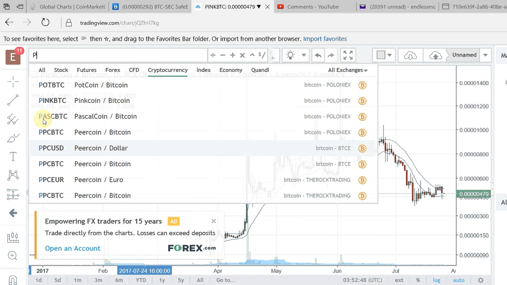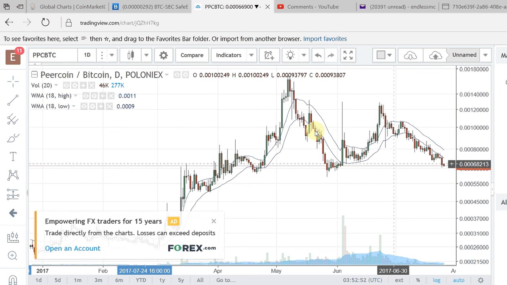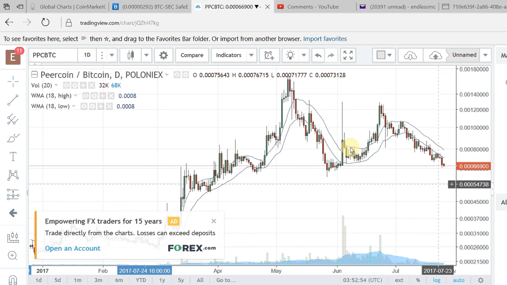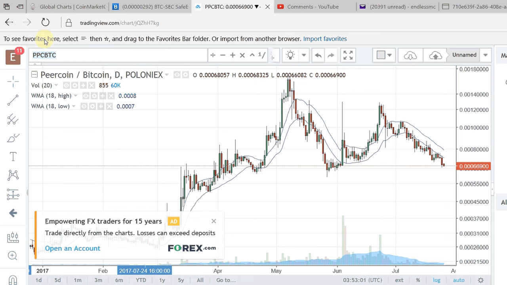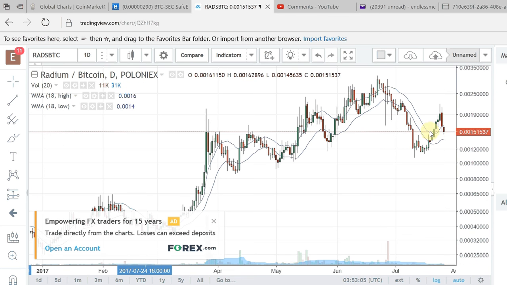Peercoin. This is an interesting one at times. It's definitely breaking down. I don't know why you'd want to be a buyer now. I really, really don't. You've got to think you're at least going to come down to this support level in there, Radium and all this stuff in here. This one, it's at the 18 average band. It's got to establish a higher low from here.